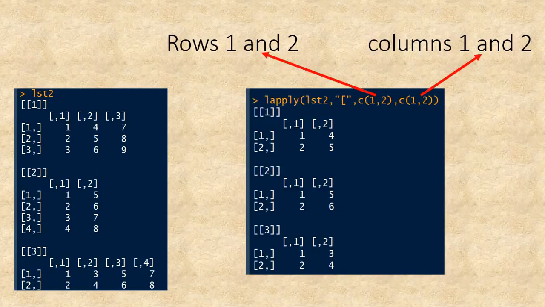If you want to extract multiple rows and multiple columns, then you must enclose them in the c function. So here we want to extract row number 1 as well as row number 2 from each of these 3 matrices, as well as we also want to extract only the elements of these rows from column number 1 and column number 2.